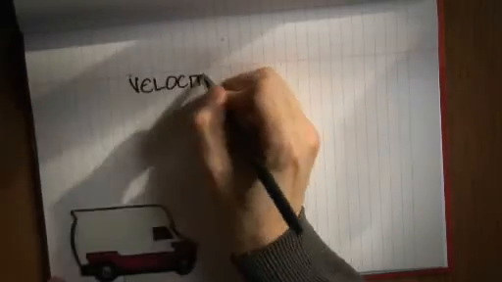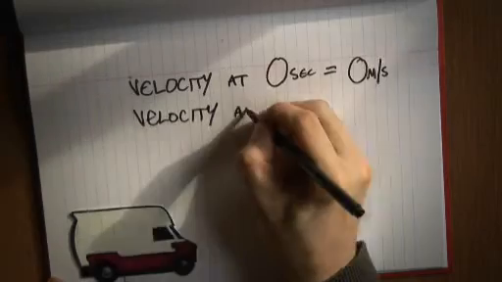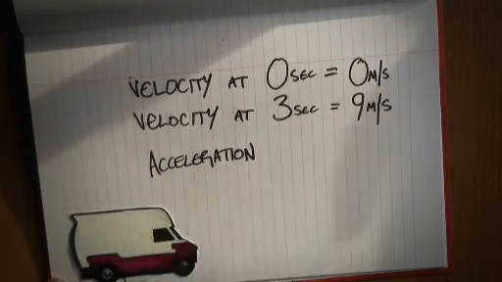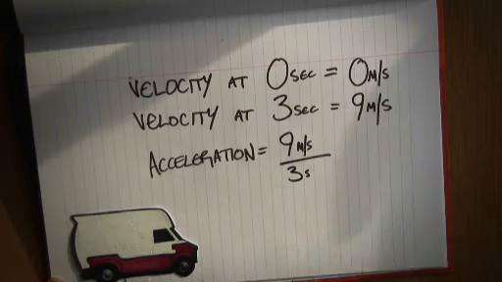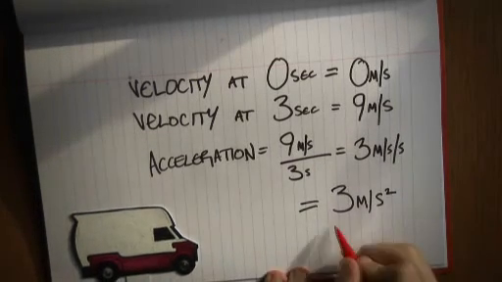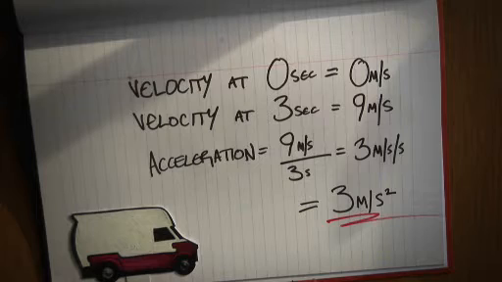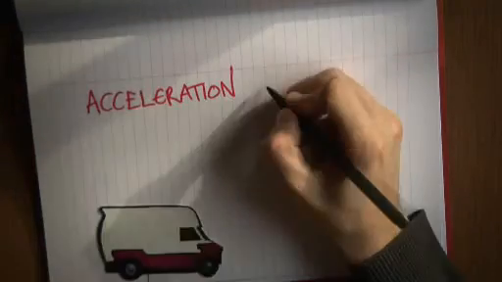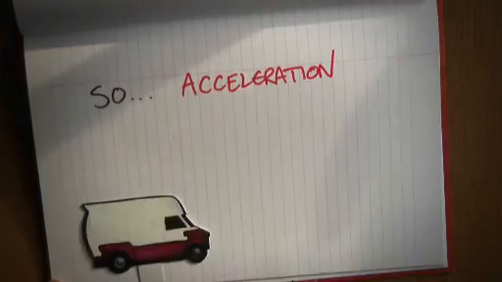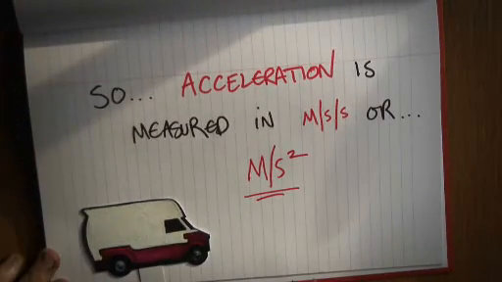So if I was stationary and 3 seconds later I'm moving in a straight line at, say, 9 metres a second, I've been accelerating? Yes, that's right. You'll have been accelerating at 9 divided by 3, which is 3 metres per second per second. So 3 metres per second squared. So why is it measured in metres per second squared? Well, acceleration is the amount that velocity changes every second. So it's measured in metres per second per second, which can be simplified to metres per second squared.